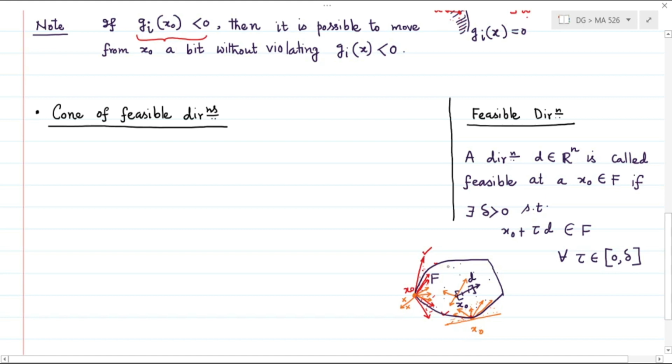So these are enough examples. I will have some algebraic expressions of the feasible set, and then we will have several examples for this. But this gives us the geometric intuition of the feasible directions.